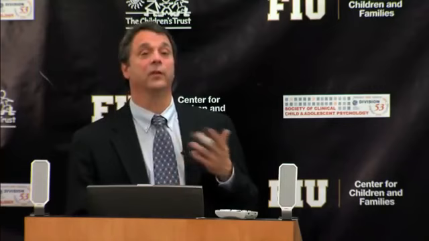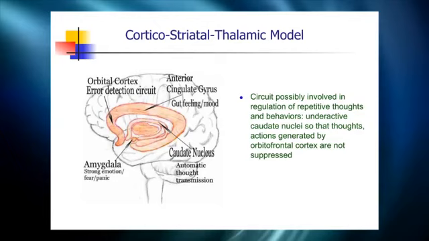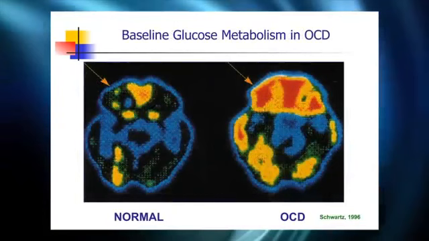Perhaps there is some filtering in the brain, some of the filtering of behaviors and thoughts that isn't working quite as well as it should, which is leading to a release of the symptoms. And some of the initial early scanning data implicated the orbital frontal cortex and the caudate nucleus in OCD. As you can see from this slide, you can see much higher levels of activity in the orbital frontal cortex of the brain.